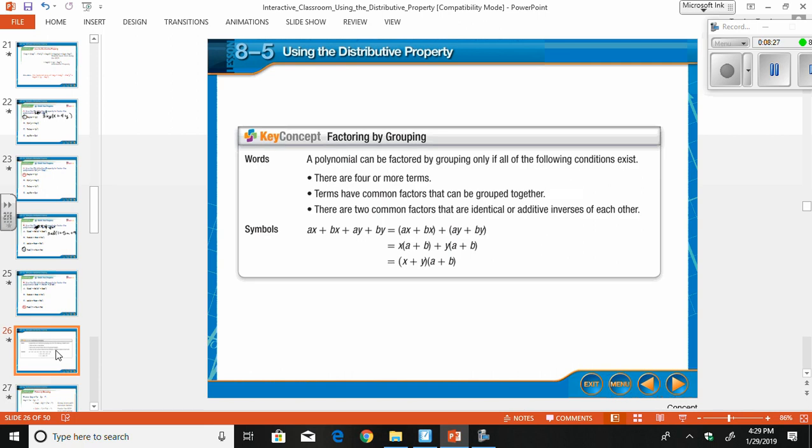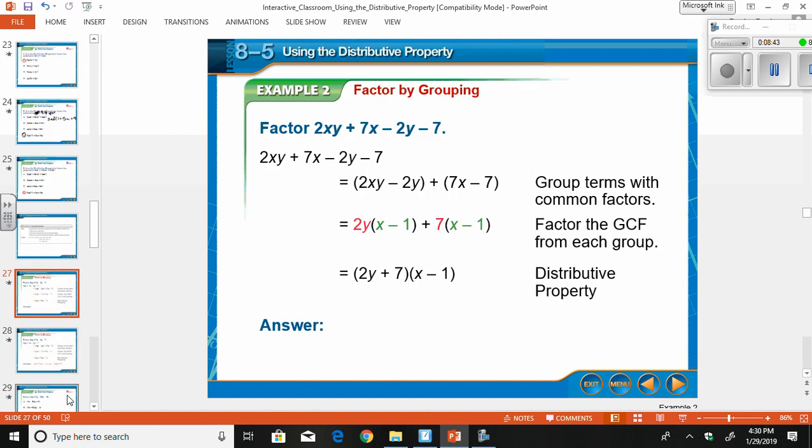Factoring by grouping. A polynomial can be factored by grouping only if all of the following conditions exist. There are 4 or more terms. Terms have common factors that can be grouped together. And there are 2 common factors that are identical or additive inverses of each other. So let's look at this. So ways that we can put them together.